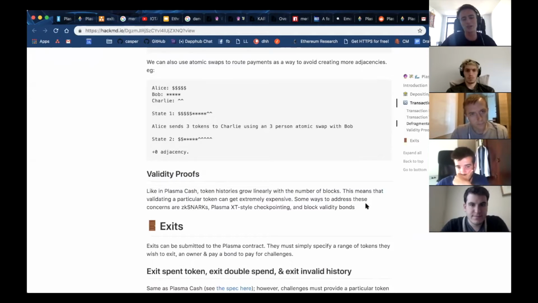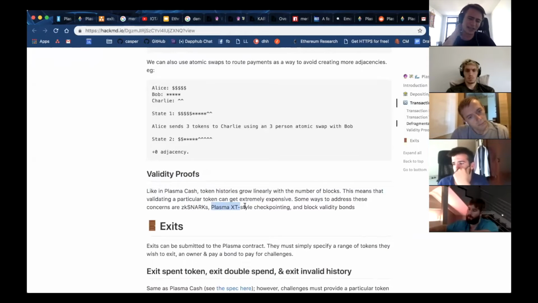Things that we really want to, it would be really nice to use ZK-SNARKs. That's an area of further research that we really need to do to make the coin histories significantly less burdensome. Also, there is Plasma XT style stuff.